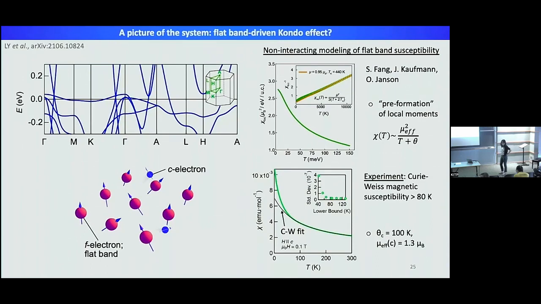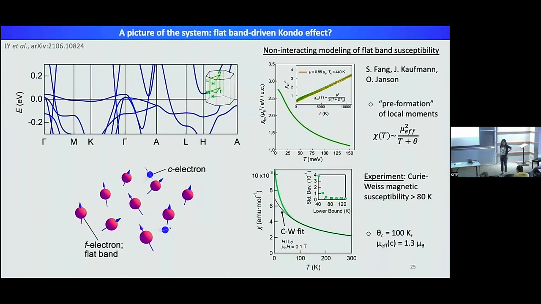Right, and also this deviation that you get from this preformed local moment picture, can you understand it from the third dimension, the fact that you have a dispersion? I don't know about that. Okay, okay. Yeah, I think it's an open question.